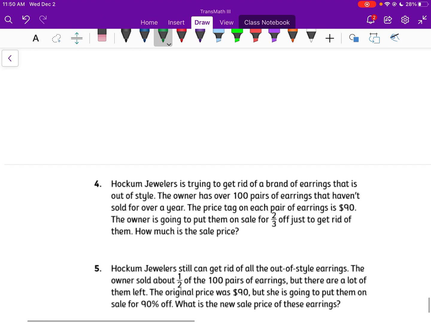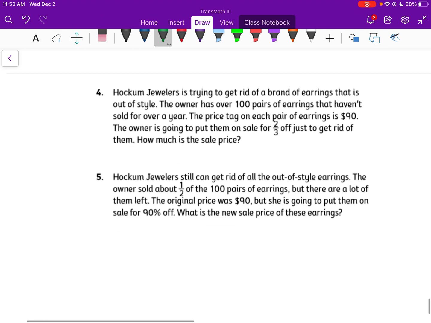All right, a couple more. Holcomb Jewelers is trying to get rid of a brand of earrings that is out of style. The owner has over 100 pairs of earrings that haven't sold for over a year. The price tag on each pair of earrings is $90. So there's our original price. The owner is going to put them on sale for 2/3 off. So again, we're not given a percent in this case. We're given the fraction off, just to get rid of them. How much is the sale price?